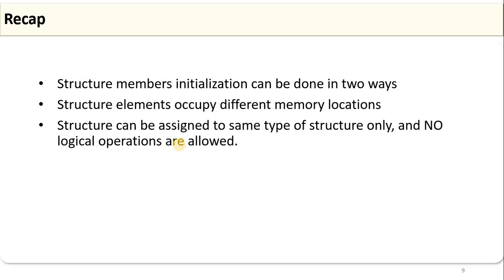Then this is just a recap. Structure members initialization can be done in two ways. One is taking individual members and assigning them, or else at once we can assign the values respectively or serially. Structure elements occupy different memory locations. A structure can be assigned to the same type of structure only, and no logical operations are allowed.